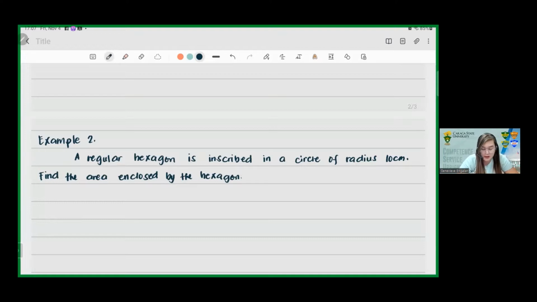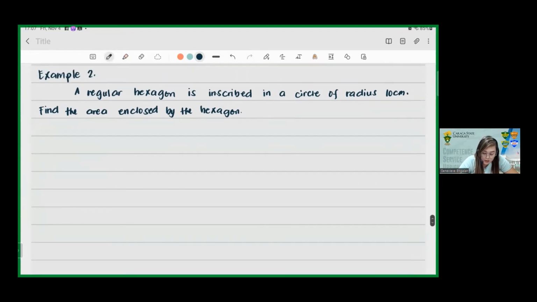Okay, so find the area of the enclosed hexagon. A hexagon is inscribed in a circle of radius 10 centimeters. So find the area enclosed by the hexagon. When you say hexagon, how many sides does it have? You have 6, no?